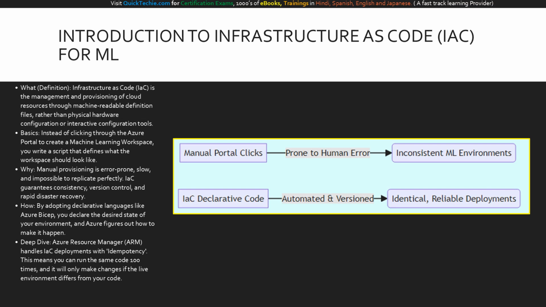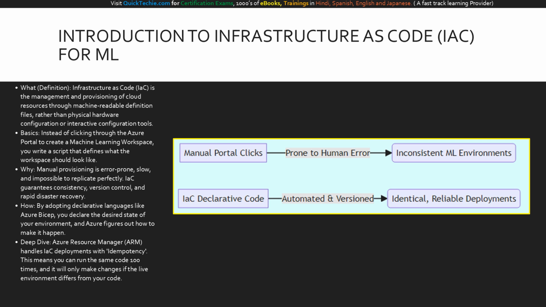Let's start with the fundamental concept, infrastructure as code, or IaC. Traditionally, deploying an Azure Machine Learning workspace meant logging into the portal, clicking through menus, and manually typing names. This approach does not scale. What if you need identical environments for development, staging, and production? IaC solves this by replacing manual steps with code. You define your ML infrastructure in a text file.